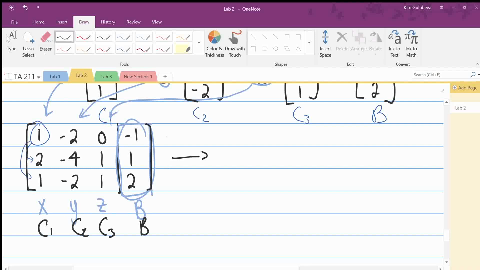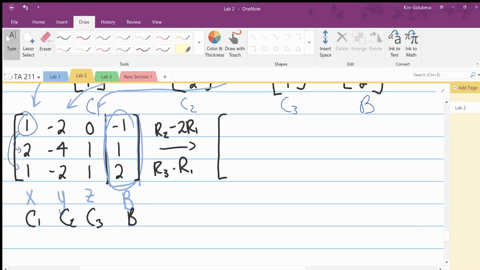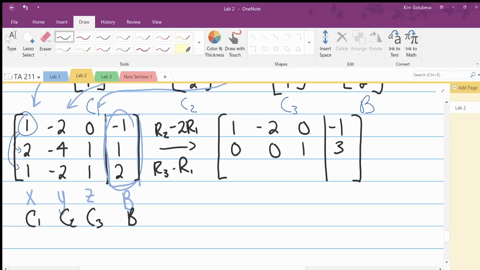So my row operations, I'm going to write them right here. I'm going to do row 2 minus 2 row 1 so that I can get a 0 in row 2, and I'm going to do row 3 minus row 1. You can do those separately if you want to. I'm just going to write them in the same step here. So I'm going to end up with 1, this one stays the same, and negative 1. So minus 2. End up with 0 and 0, 1, and then 3. Okay, and here 0, 0, 1, 3.